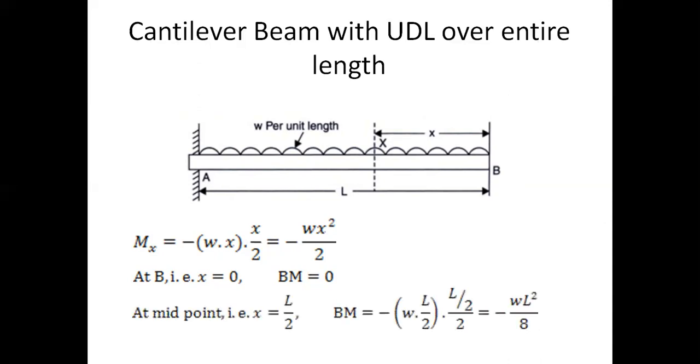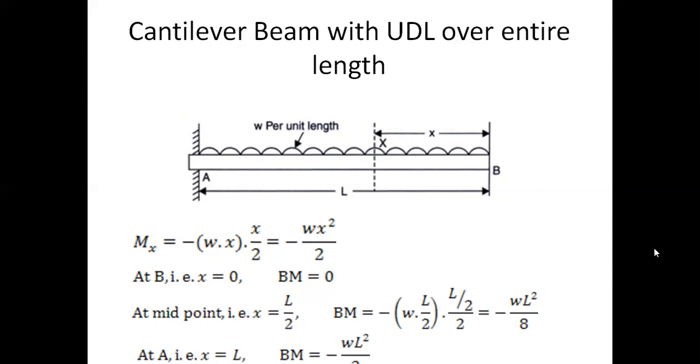Now, what is the bending moment at the midpoint? The midpoint is nothing but x value will become L by 2, because it is exactly at the center of AB. Therefore, x equal to L by 2. Bending moment is equal to w into L by 2, and x square by 2 becomes (L by 2) square by 2. Therefore, at the midpoint the bending moment will be minus wL square by 8.